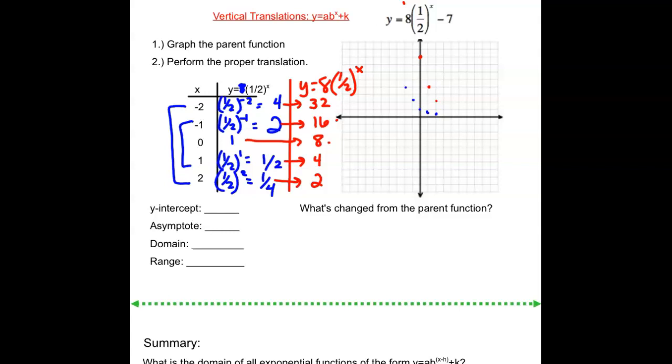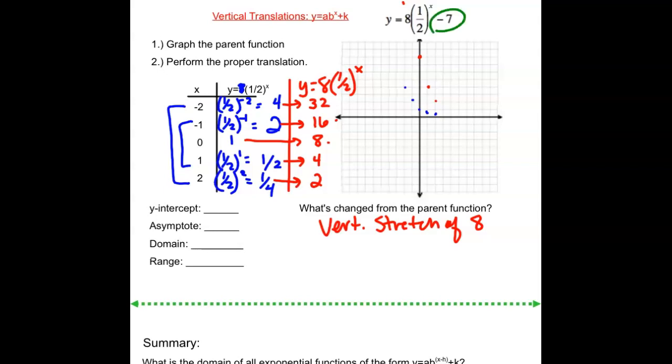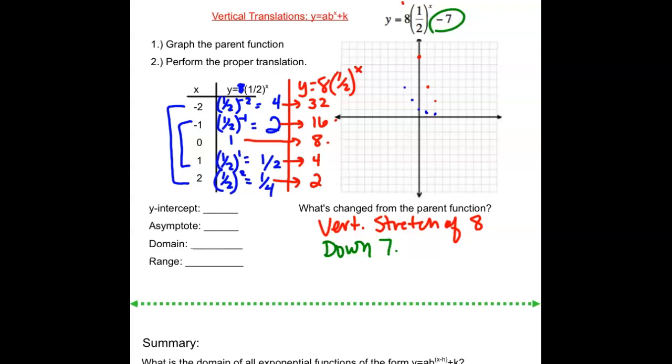Now, we've taken care of the 8. We had a vertical stretch of 8. Okay? So we made that curve much, much steeper. But we still have this extra little minus 7 on the end, which is going to cause everything to shift down 7. Okay, so let's look at what happens there. This point at 0, 8 is going to go down 7 and land here. This point at 1, 4 is going to go down 7 and be here. The point at 2, 2 is going to go down 7 and be here.